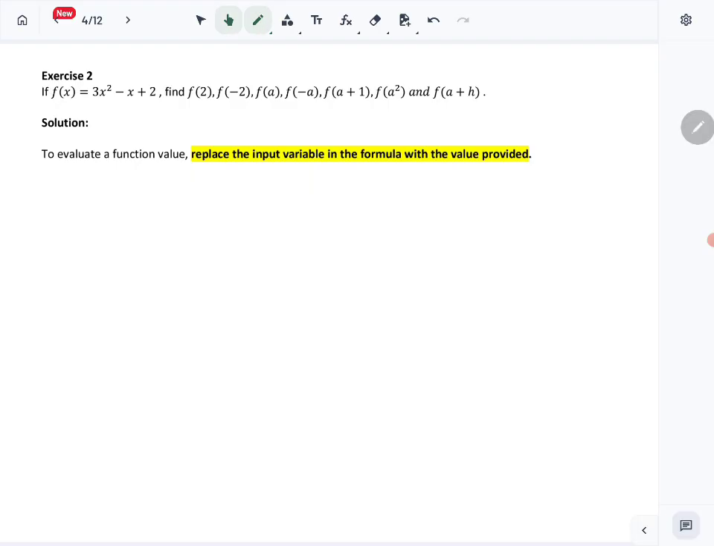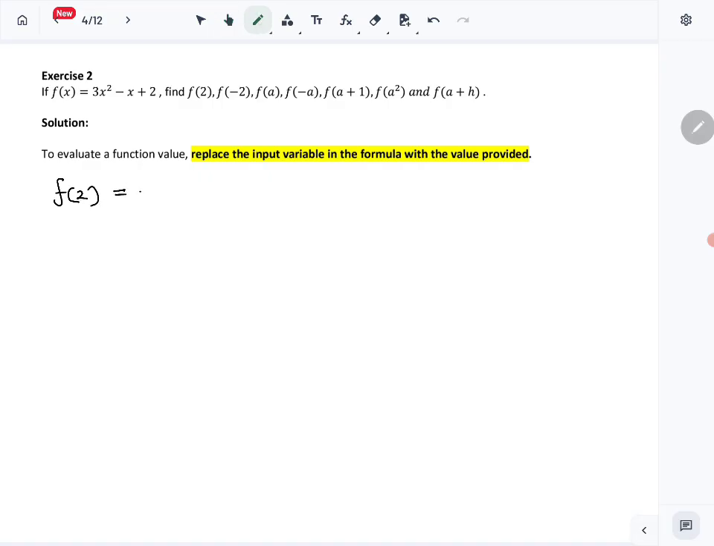So this is the method. So remember this method, very easy. To evaluate a function value, what do we need to do? What is our input variable? X. Inputs are x, outputs are f(x). The input variable, replace the input variable in the formula with the value provided. Okay, remember this. So let's do first f of 2. So what should I do? Anywhere I see an x here, I have to replace it with this number inside, number or whatever expression.